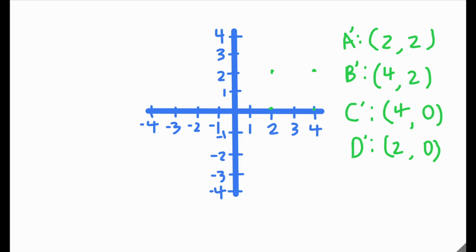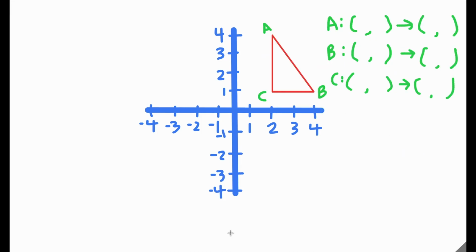Okay, so then we can connect all of those points. And we know that we have over here A prime, B prime, C prime, and D prime. So this is going to be our previous shape, but scaled up by a factor of 2. So now let's practice scaling something down.